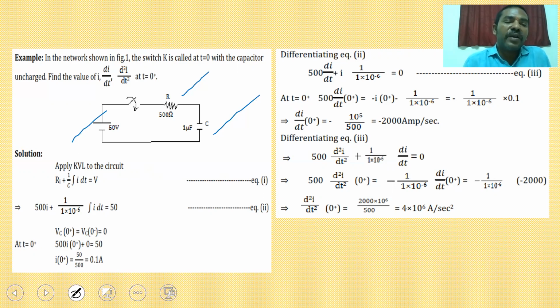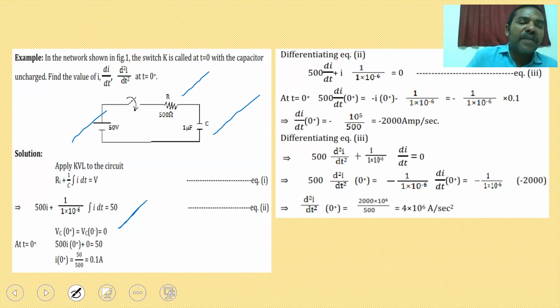So no current is flowing through the circuit. So initially the voltage drop across the capacitor at that instant is 0. Then at t equal to 0 plus, immediately after the switch is closed, the capacitor never takes instantaneous voltages. It acts like a short circuit. At t equal to 0 plus it is also 0 only. So these are the initial values of voltage drop across the capacitor at the t equal to 0 minus condition and at the t equal to 0 plus condition.